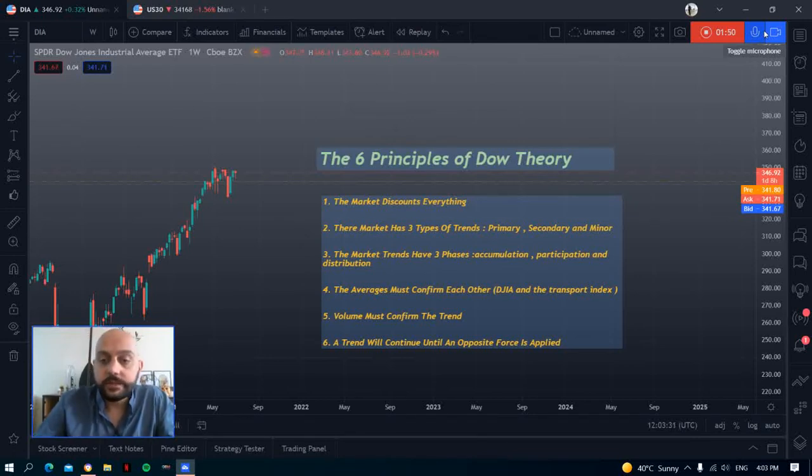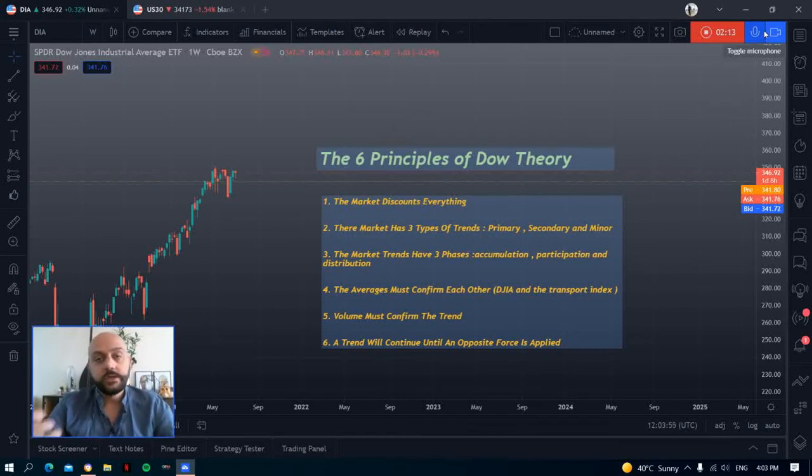The third principle says the market trends have three phases: accumulation, participation, and distribution. Now, what does that mean? Dow believed that each trend has three phases. The accumulation phase is when all the smart investors start to buy in a stock because they see the value of that stock, even though the market hasn't even moved up yet.